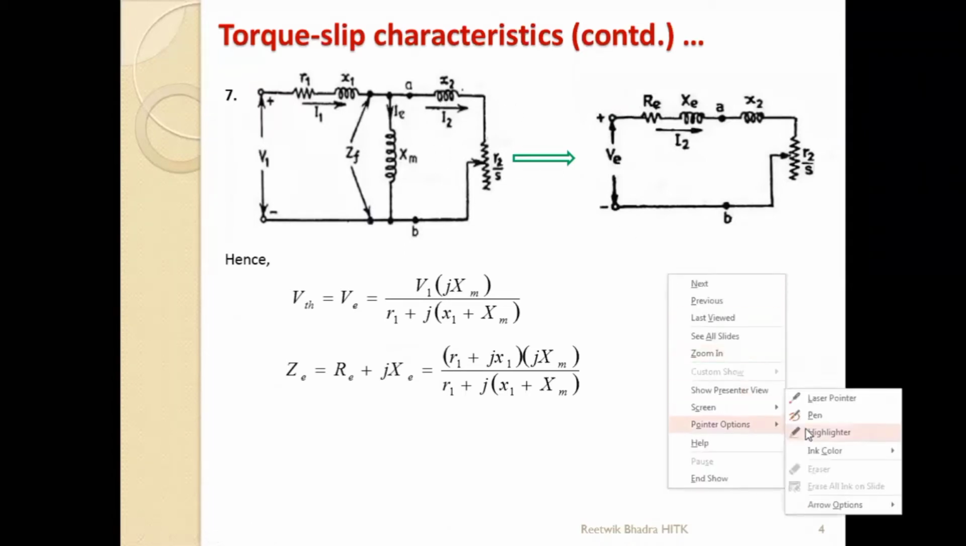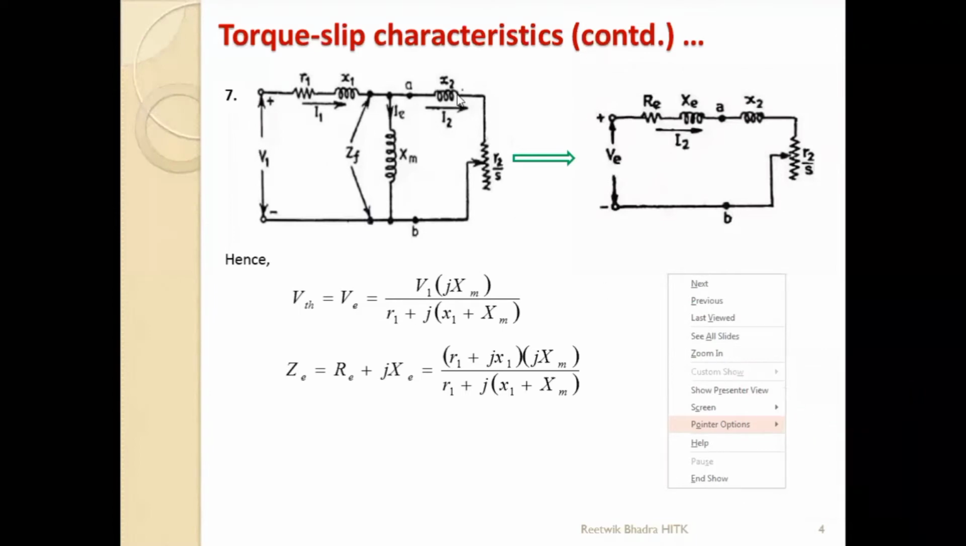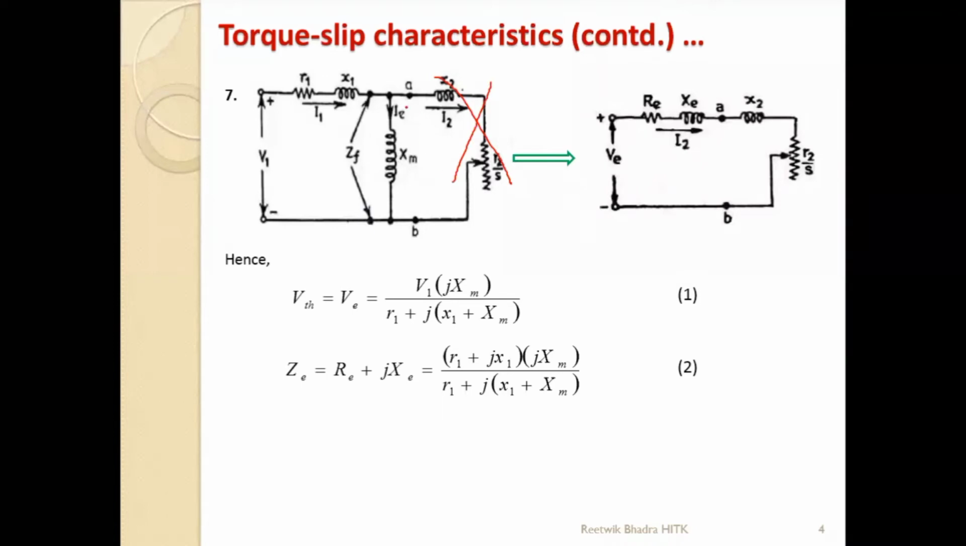So this point is removed now. Voltage between A and B. This total comes in series circuit. This is a series circuit. You can apply the voltage divider rule. What is the voltage divider rule? Total voltage into same impedance. What is the same impedance? This one, XM. Because between A and B, which impedance is connected? XM. Divided by the total impedance of the circuit, which is R1 plus JX1 plus XM.